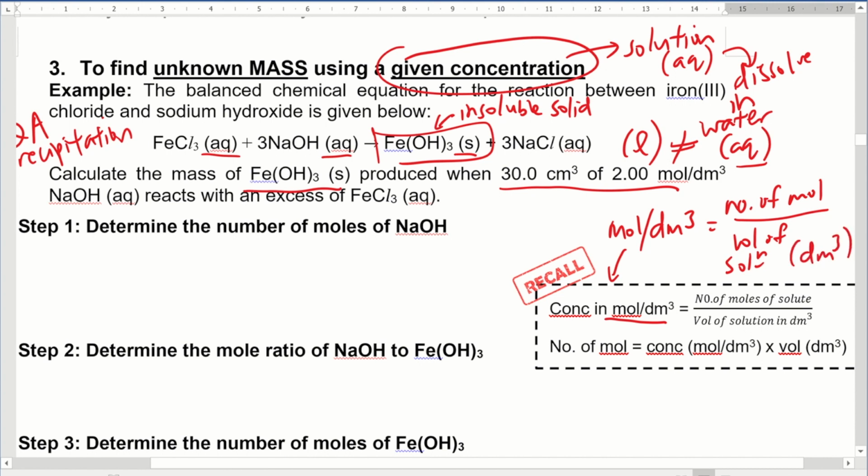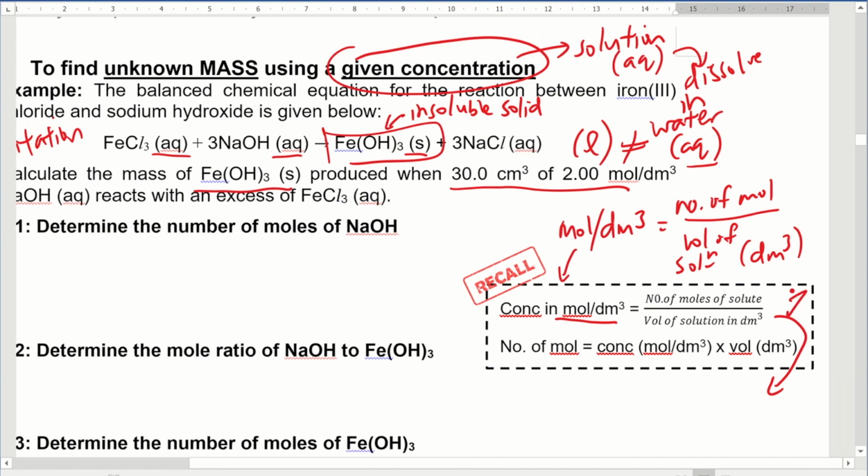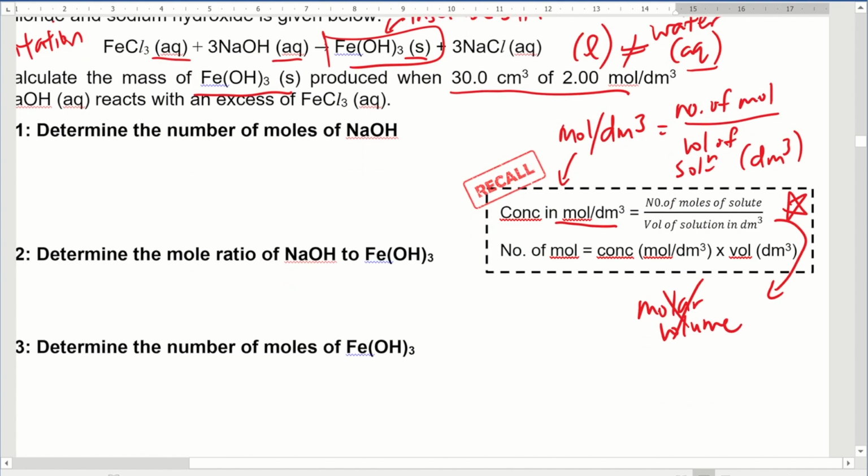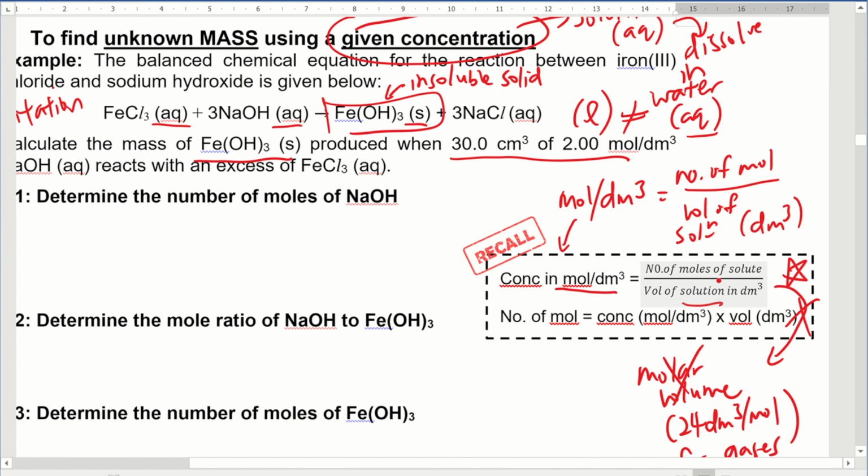Now take note, this volume of solution, very important, please write it down. This volume of solution is not molar volume. This molar volume is 24 dm³ per mole for gases only. In this case, we are talking about solution, aqueous state. They are not the same. This is the part where students are always confused.